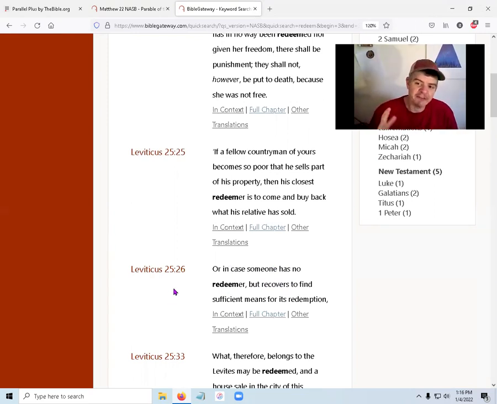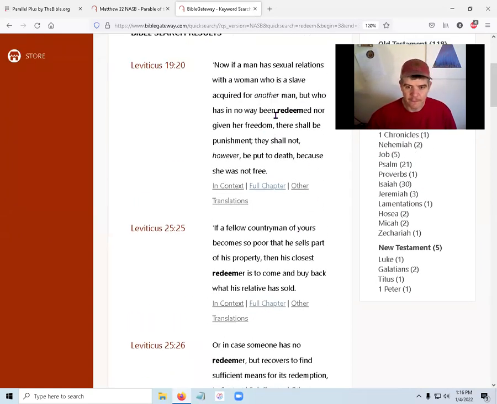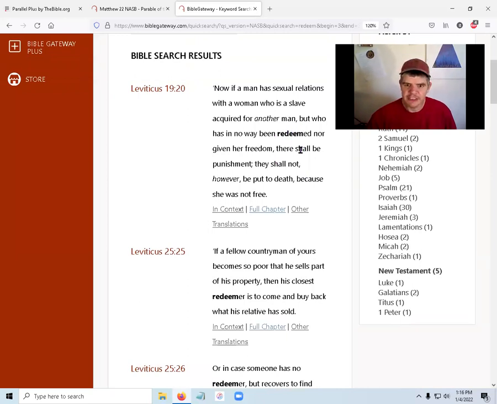So this is kind of the same thing. You know, Boaz is talking about here, the marriage that Jesus talked about, the closest relative marries the woman next. The slave here needs to be redeemed. I don't know why they didn't redeem him.